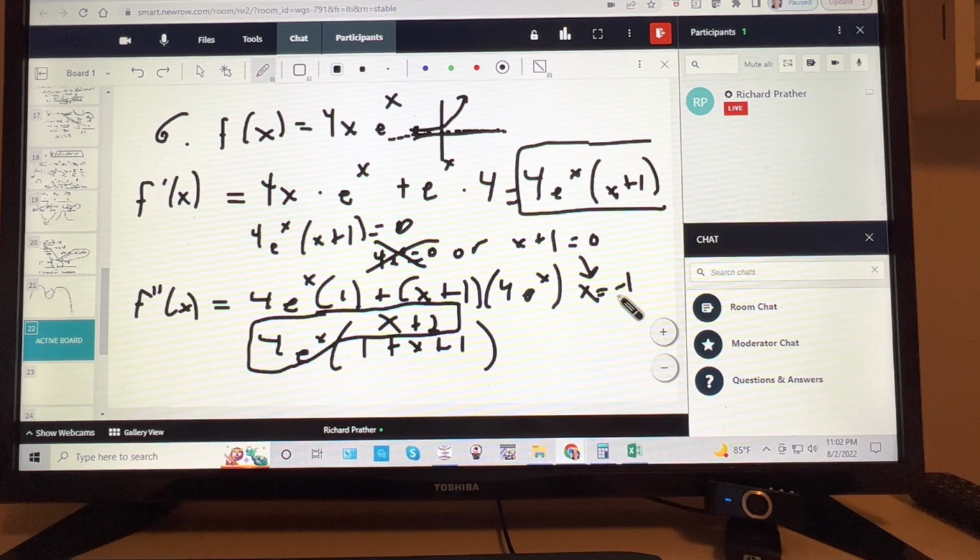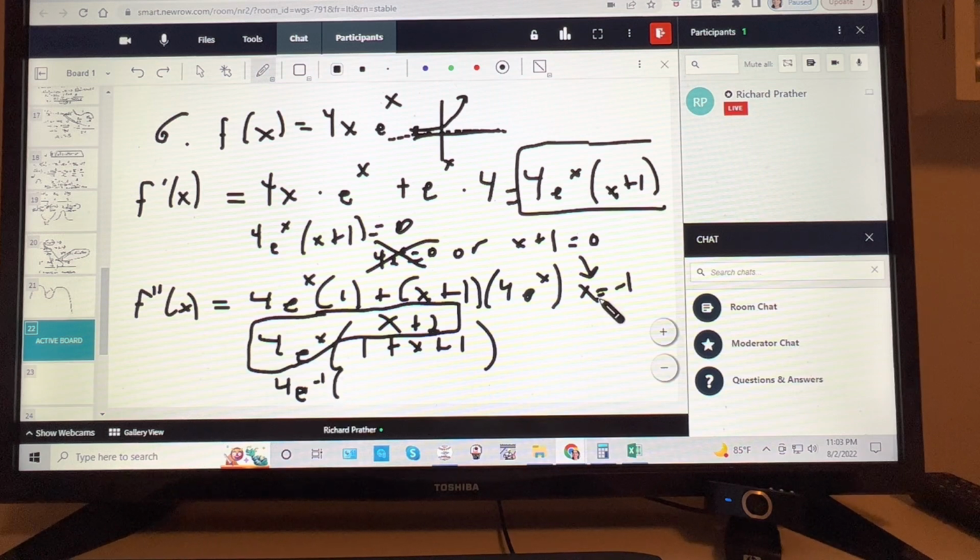And I could either check a number less than -1 and bigger than -1 plugged into the first derivative. That would be the first derivative test, and we might need to do that to see increasing and decreasing. We could also plug it into the second derivative, and in one calculation, we would be able to tell if it's a max or a min, unless it comes out to 0, then it's inconclusive.